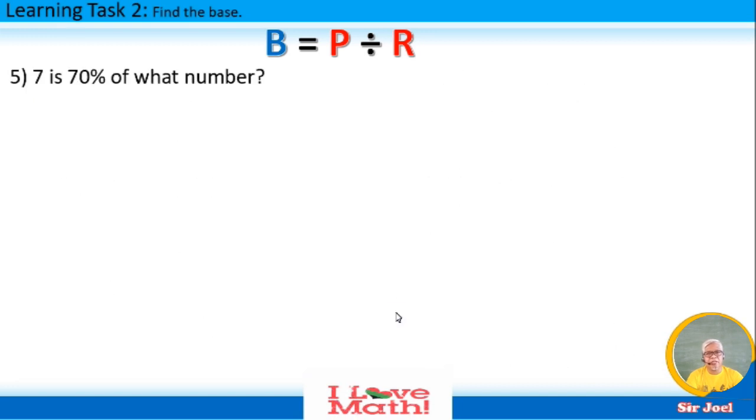7 is 70% of what number? 70% is the rate, which is equivalent to 0.70.